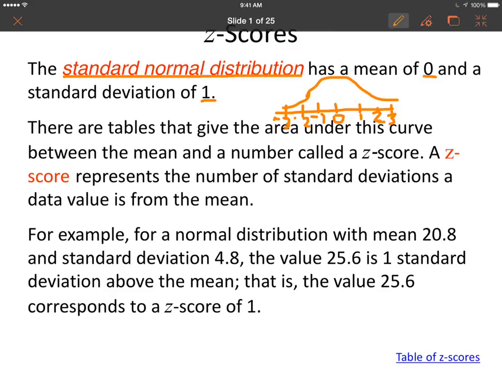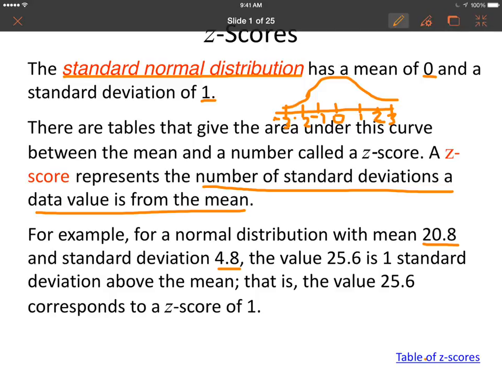Okay, so we like this because there are tables that give us the area under the curve between the mean and a number called a z-score, which is just the number of standard deviations a data value is from the mean. So for example, last time we looked at a distribution that had mean 20.8 and standard deviation 4.8. 25.6 was one standard deviation above the mean, so 25.6 corresponded to a z-score of 1.